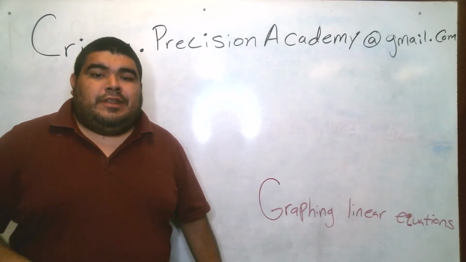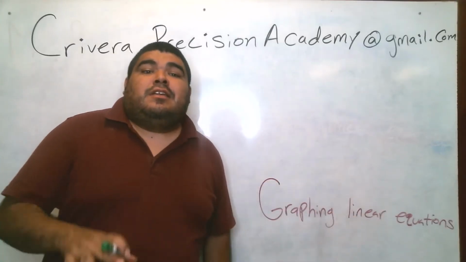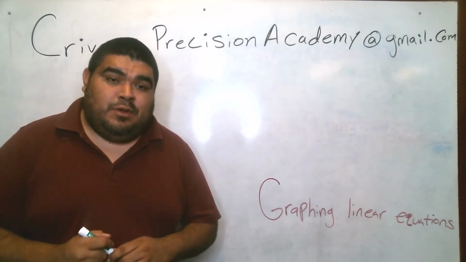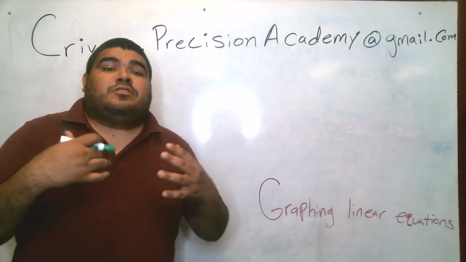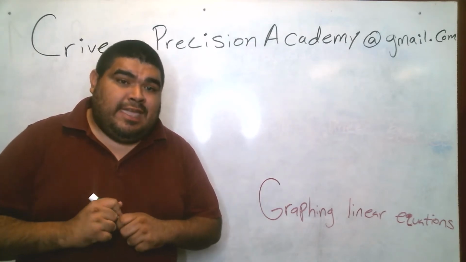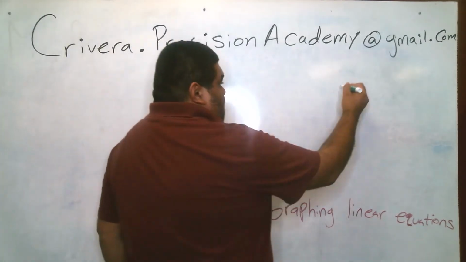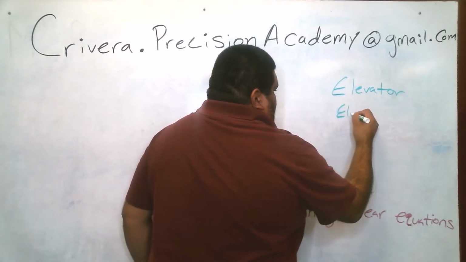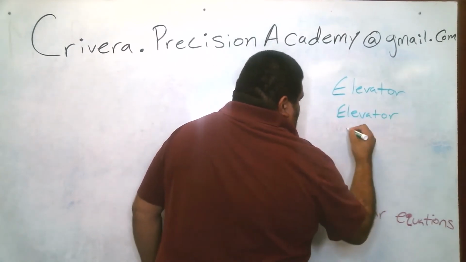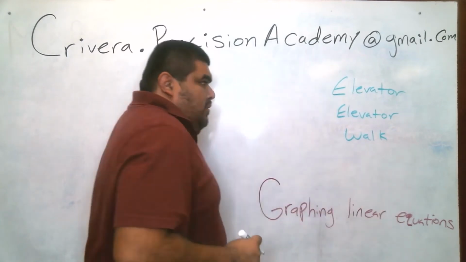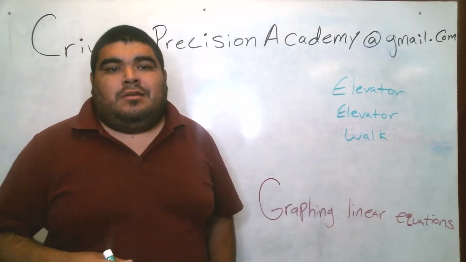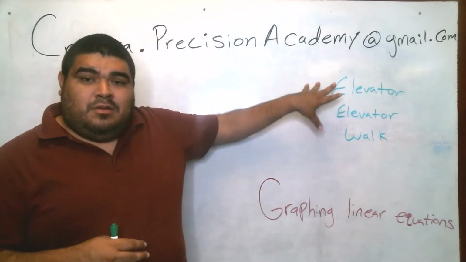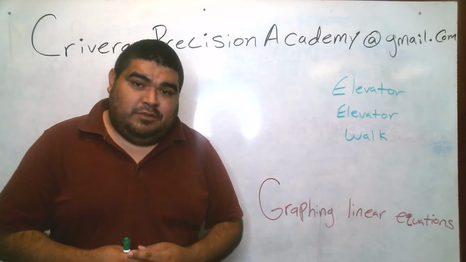All right, guys, the concept for today is called graphing linear equations. I know it sounds complicated. It's really not. All you're really doing is graphing lines out of equations, okay? So there's another term we usually use here at Precision Academy. It's called elevator walk. That is a term we use here at Precision Academy. Now that we know this term, we can go ahead and start on the concept for today.